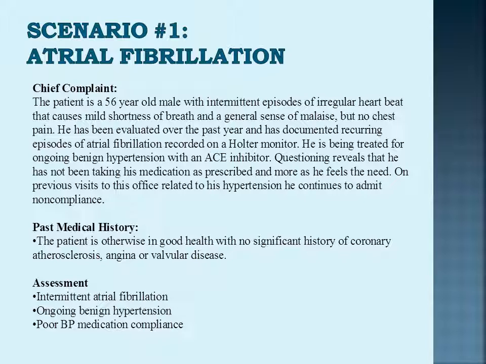So if we take scenario number 1, which is atrial fibrillation, you can look at the case of a 56-year-old male who comes in complaining of episodes of irregular heartbeat. He had been evaluated over the past year and has documented recurring episodes of atrial fibrillation. He is being treated for ongoing hypertension, and he has not been taking his medication as he feels that he doesn't need it. His past medical history is otherwise unremarkable. And on assessment, you determine that he's got intermittent atrial fibrillation, hypertension, and poor compliance to his medications.